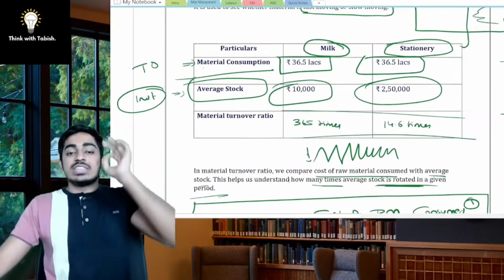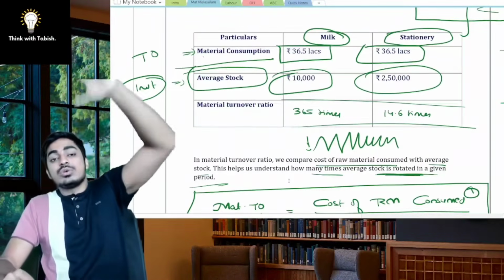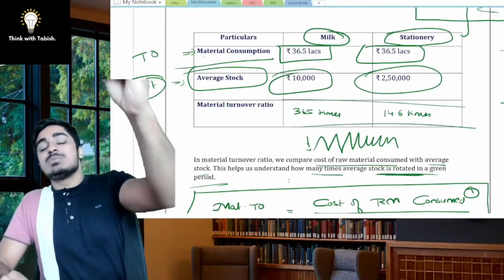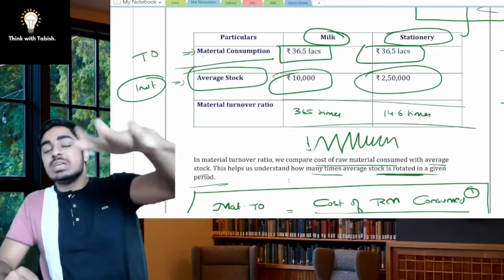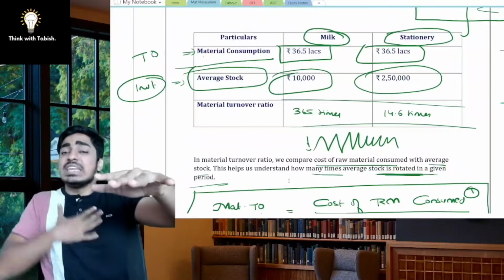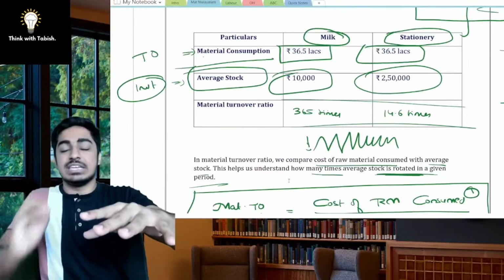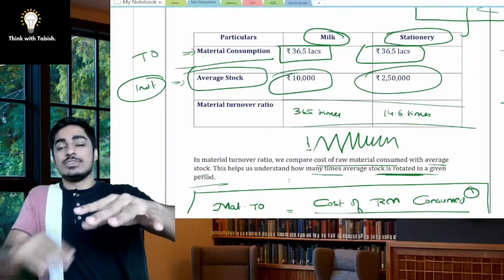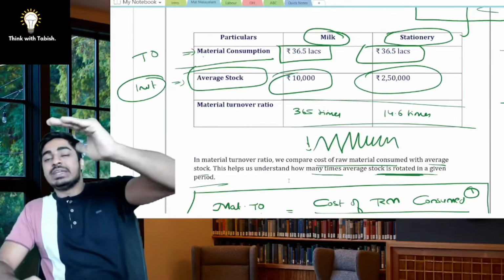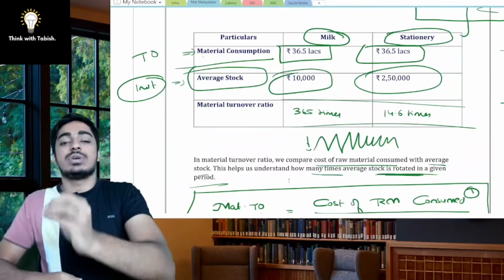So how do we get the material turnover ratio? In the numerator, we take the total turnover of material, that is the material consumption. What is the material I have consumed in a period? In the denominator, I take my investment. What is the money which I've invested in stock? That is nothing but my average inventory, average stock, which is the money I have invested throughout the period. So material consumption divided by average stock gives me the material turnover ratio.